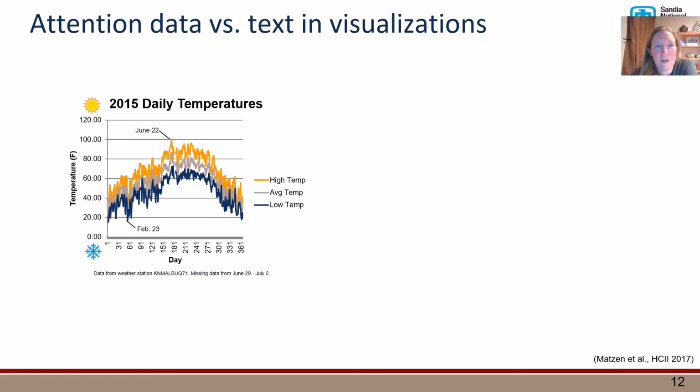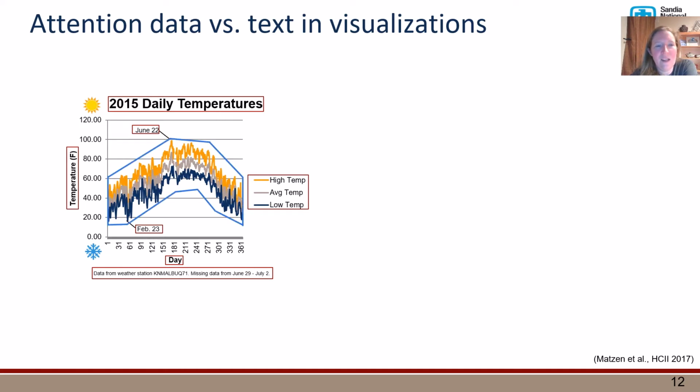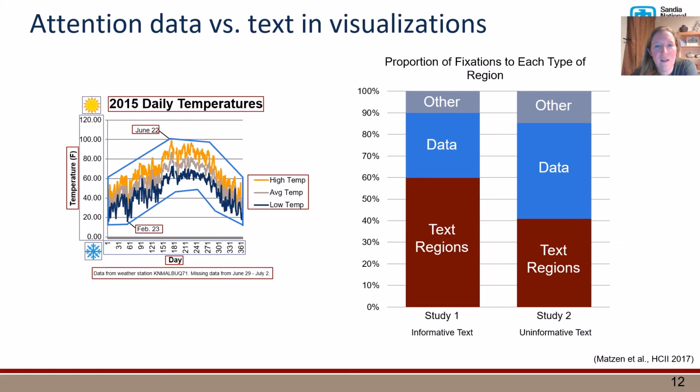One of the most interesting things we found in this eye tracking study was that we divided the visualizations into different regions of interest. When we compared regions containing text, regions containing the actual data, and other regions, such as regions with numbers or graphics and things like that, we found in 2 different studies that people spend a lot of their time looking at the text. In our first eye tracking study, where we had visualizations with informative text, people spent 60% of their fixations looking at that text. Only about 30% of the fixations were devoted to the actual data.